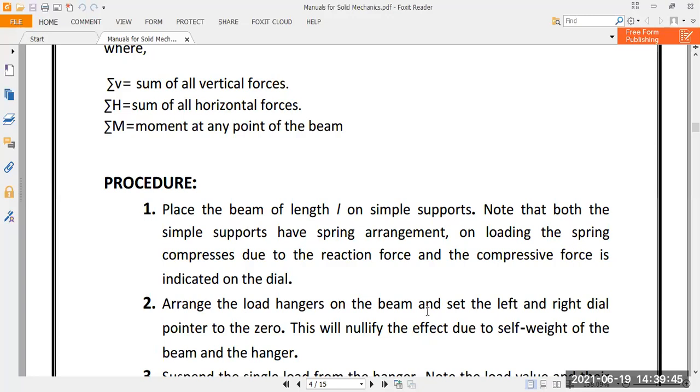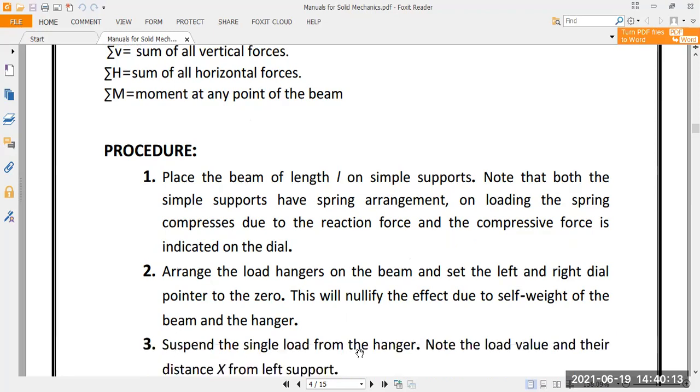Thus we are weighing the weight of the bar itself, and we are nullifying it, adjusting this self weight to zero, because then we will have only the reaction from the weighing machine itself.